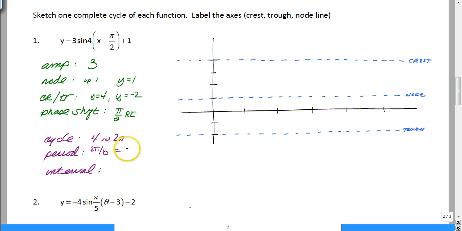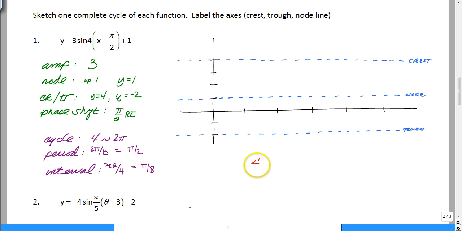So we have 2 pi divided by 4, which is pi/2. That's our period. Our interval is always the period divided by 4. So pi/2 divided by 4 is going to give us an interval of pi/8. Now that's going to help us scale our graph.